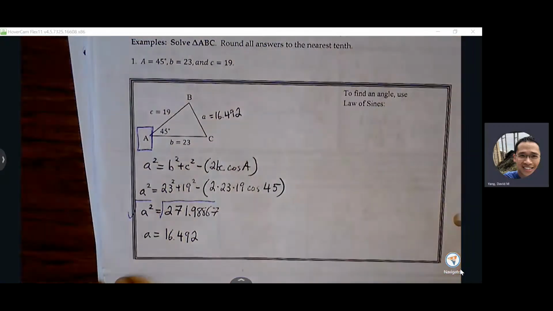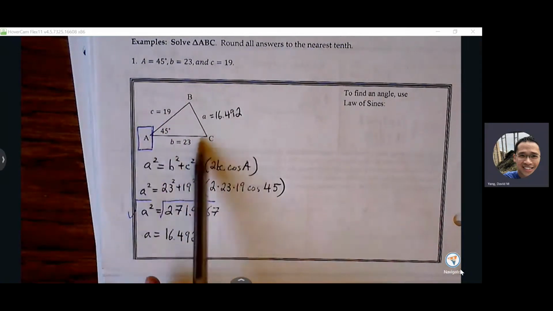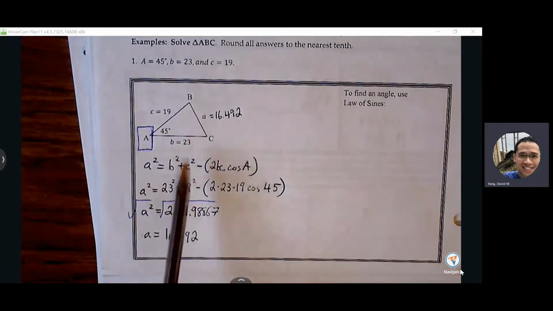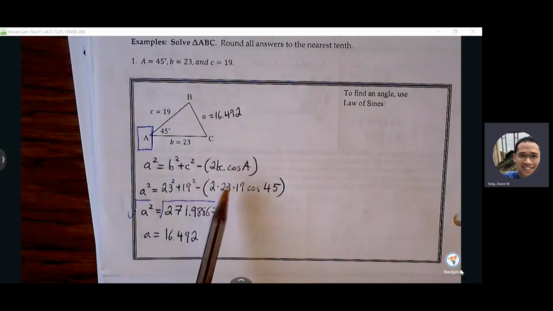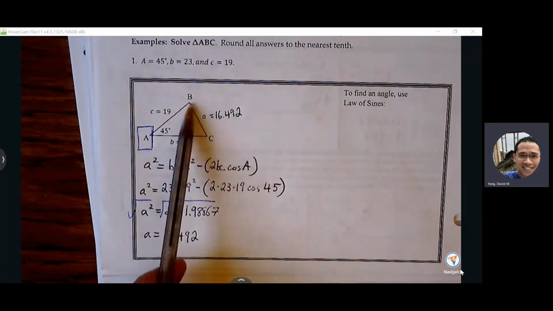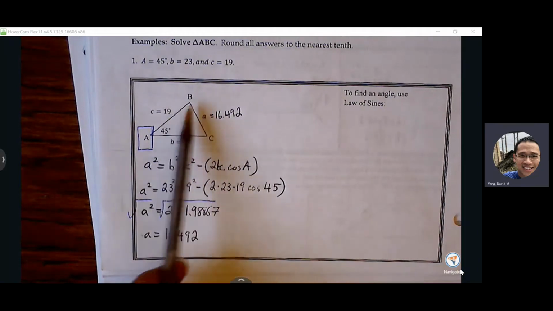Okay, any questions so far? Okay, so now we're going to transition over to law of sines. We have enough information now where we can just finish off the problem with law of sines. Because if I have a missing angle, at least I have a full pair that allows me to target either angle C or angle B.